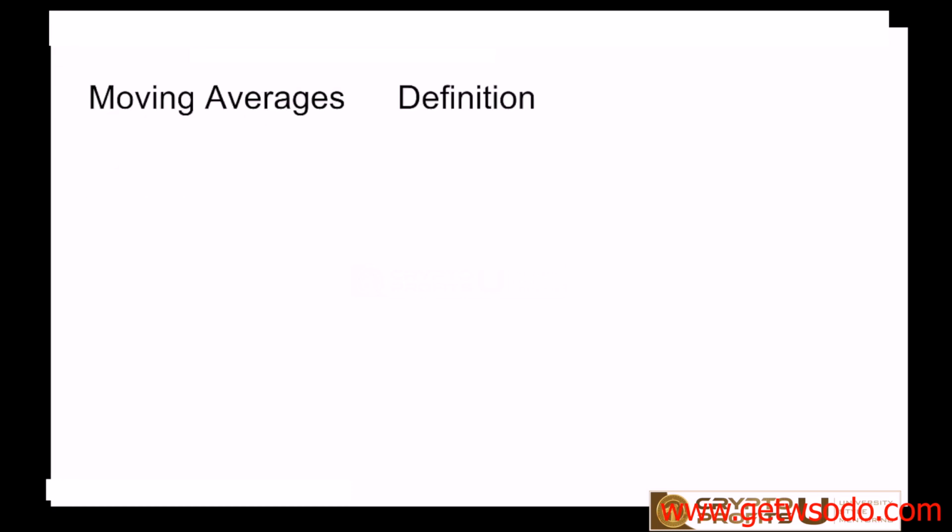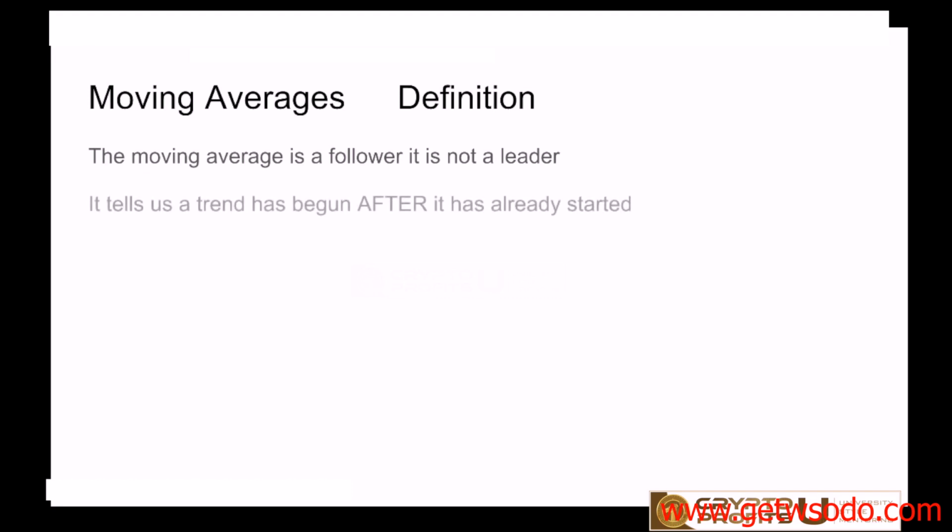So here is the definition of a moving average. To know this, just know this thing alone: the moving average is a follower, it's not a leader. It doesn't give you an indication of what is going to happen. It gives you an indication of what has already happened. So it tells us that a trend has begun after it's already started.